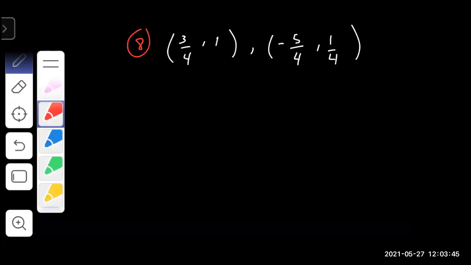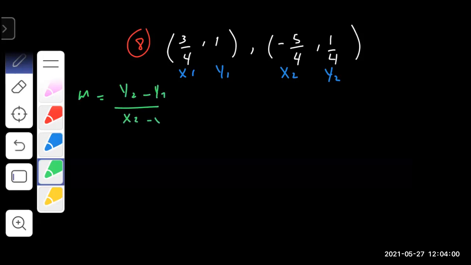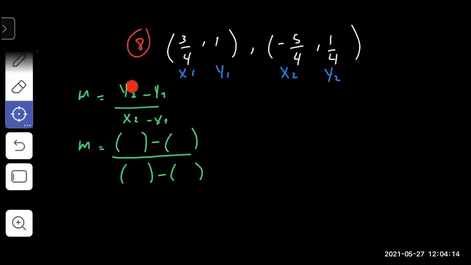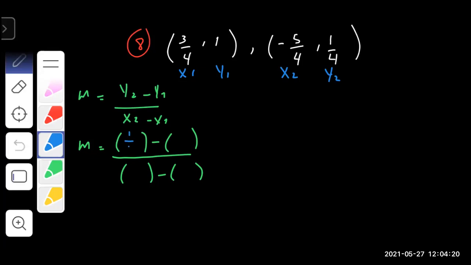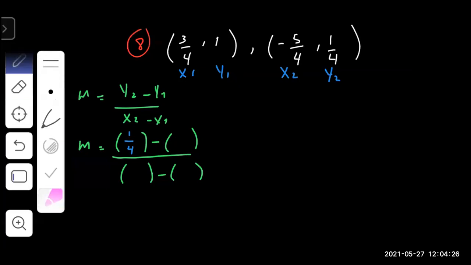Okay, I know that this is x1, this is y1, this is x2, and this is y2. And I'm going to use the slope formula, y2 minus y1 over x2 minus x1. This is a given formula, guys. Now let's substitute some values. y2 minus y1 over x2 minus x1. Can someone tell me what is the y2 value? 1/4. Okay, and what is the y1? It's 1.